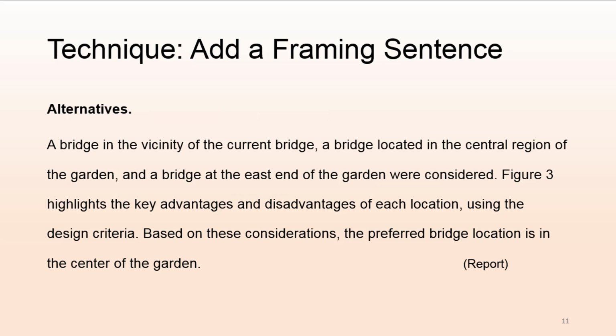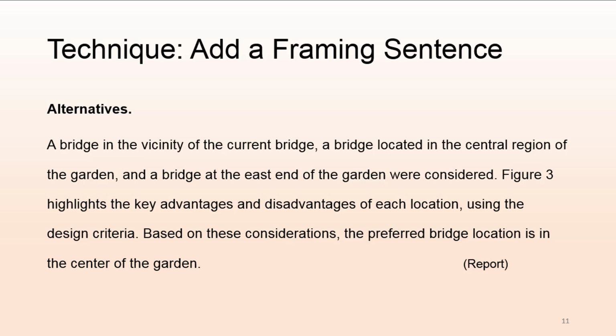Here's a student example. A bridge in the vicinity of the current bridge, a bridge located in the central region of the garden, and a bridge at the east end of the garden were considered. Figure 3 highlights the key advantages and disadvantages of each location. Based on these considerations, the preferred bridge location is in the center of the garden. In this paragraph, the authors are presenting their argument for the preferred bridge location.